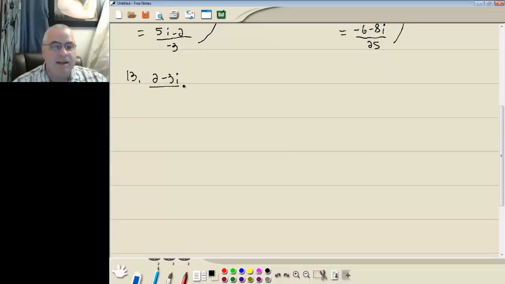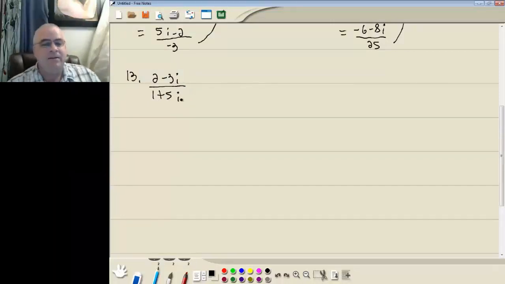I won't even try to plug it in the calculator since it's obvious from the last 2 problems they didn't work. This one probably won't. Now notice we have 2 items down here. We have a real part and our imaginary part. So again, this is one where I have to multiply top and bottom by the conjugate of the bottom.